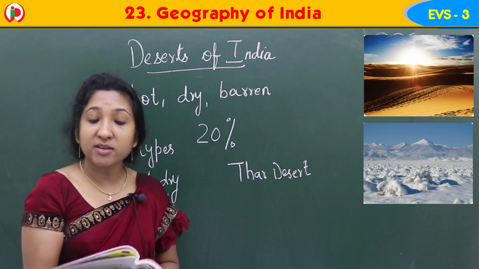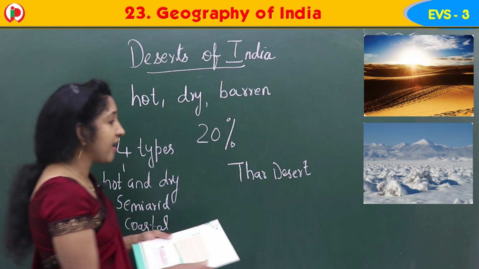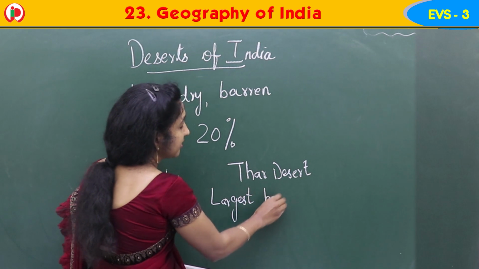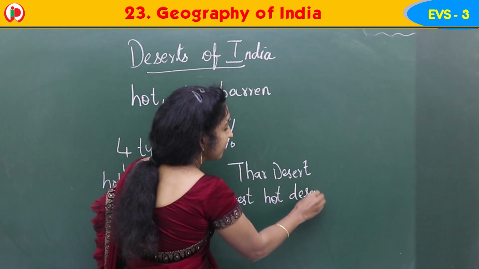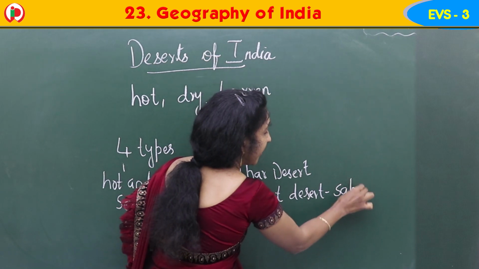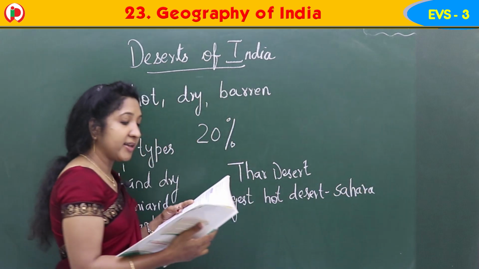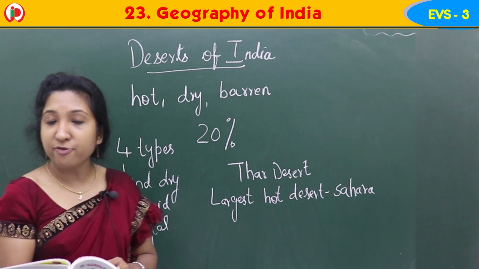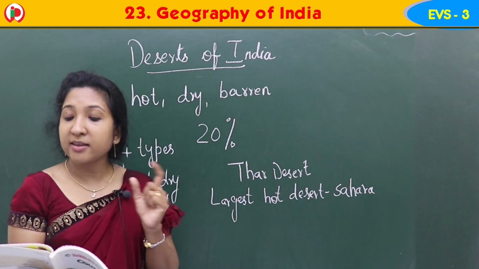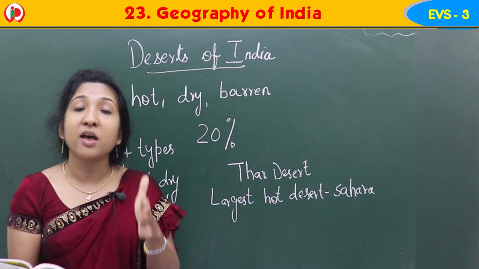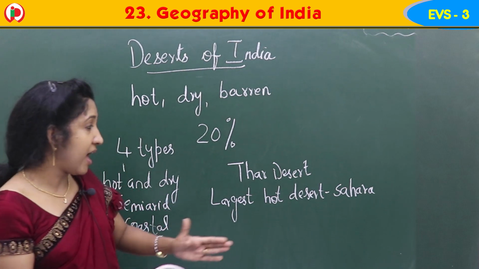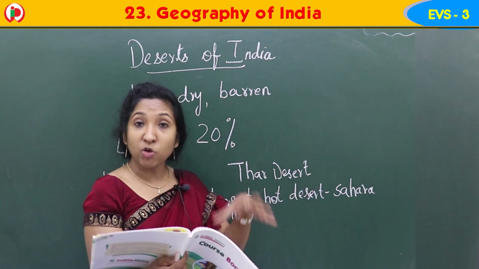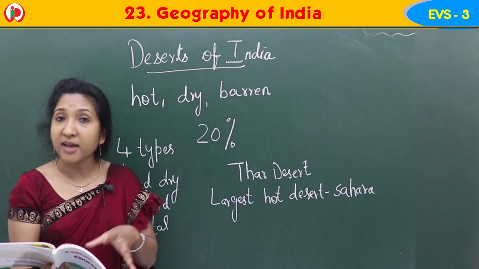Do you know the largest hot desert on the earth? Which desert is the largest hot desert, children? Yes, Sahara. So the largest hot desert on earth is the Sahara Desert. It is located in northern Africa, spanning 12 different countries. So Sahara is the largest hot desert on the earth.